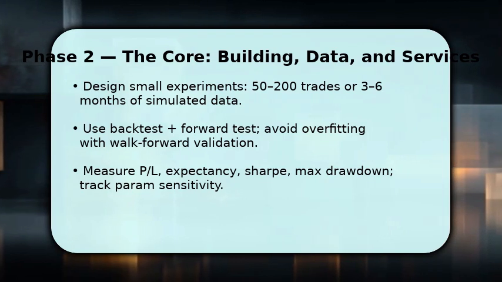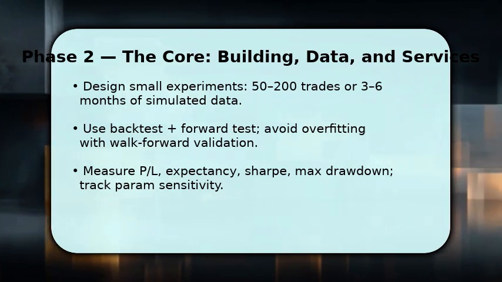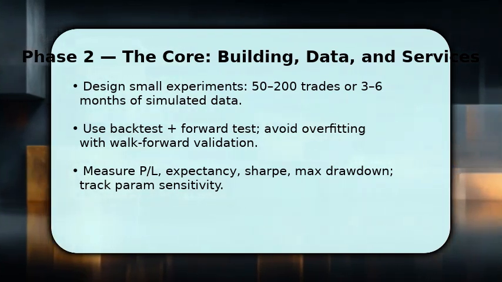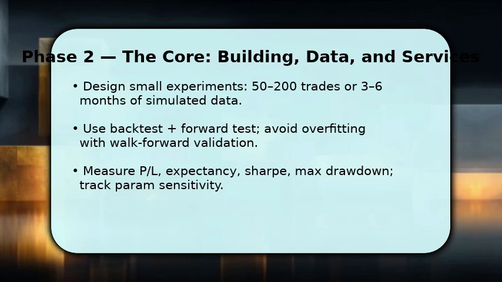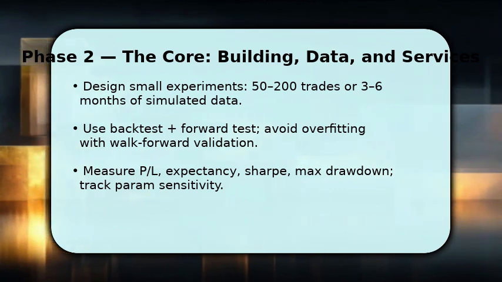You now create discipline tests, run backtests, but then forward test on unseen data to avoid overfitting. Use walk-forward validation so you assess stability over shifting regimes. This reveals whether performance persists.